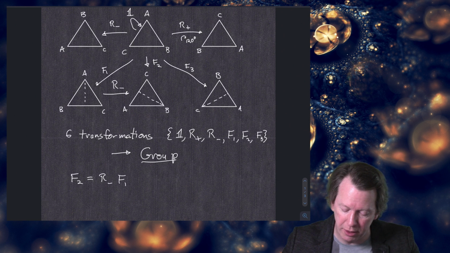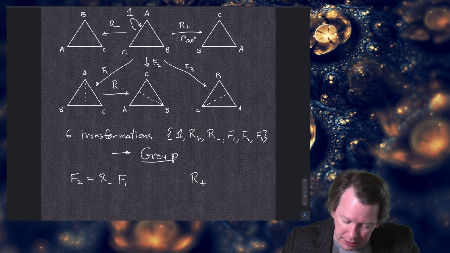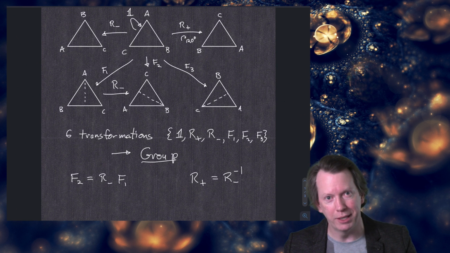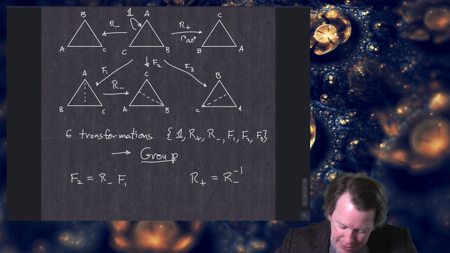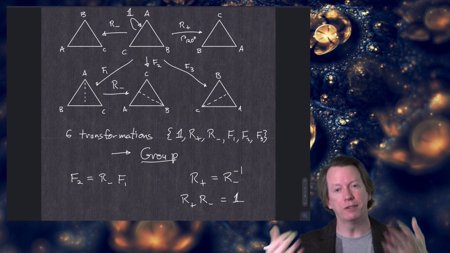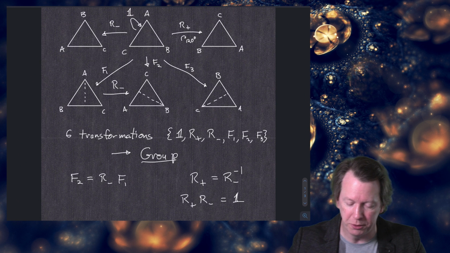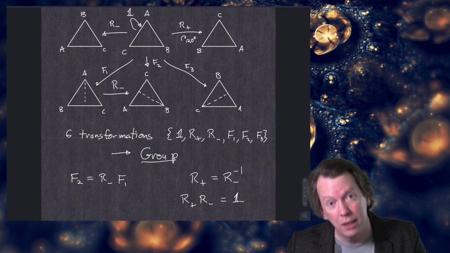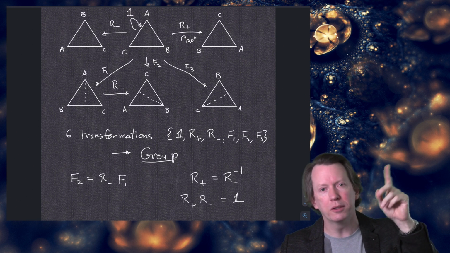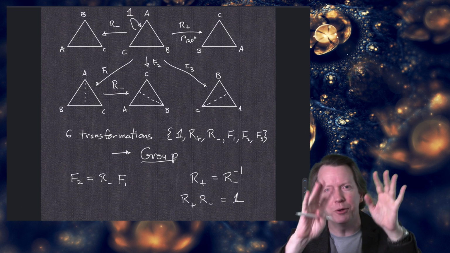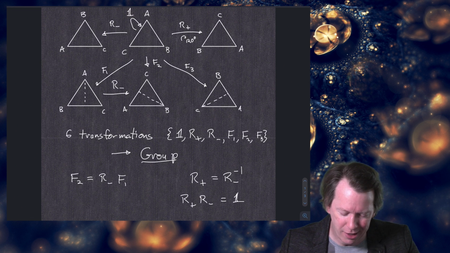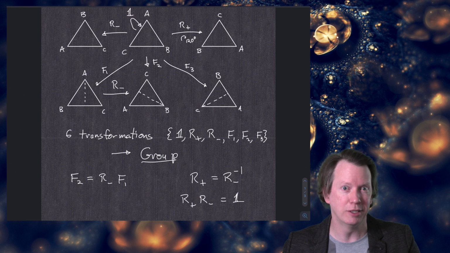So for example, here we would say that R plus is the inverse of R minus. It's R minus to the minus 1. Another way of writing exactly the same thing is that R plus times R minus equals the identity element. R minus followed by R plus would get you back to where you started. And you can check that that's true. It is true. Sorry, there's another technical thing about associativity. How you put parentheses around your group transformations does not matter. This is what it means to be a group.